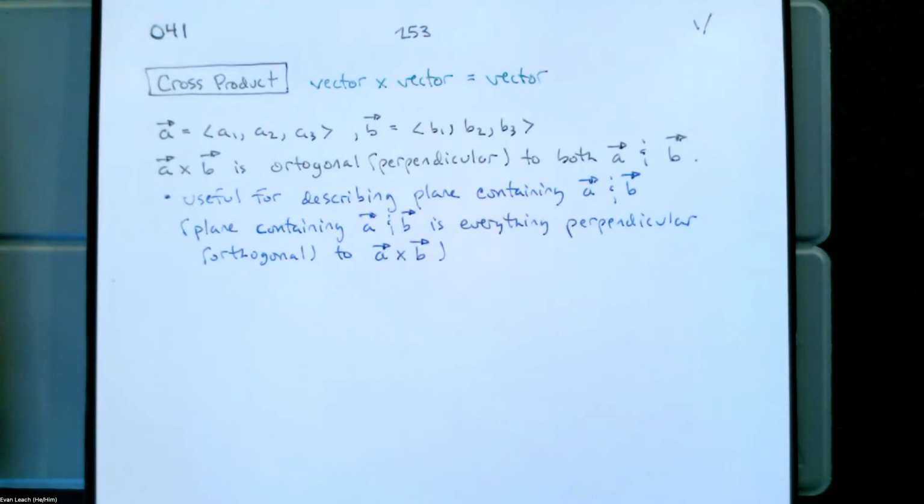I can use two vectors to describe the plane by saying it's the plane containing A and B. I can describe the plane with one vector by saying the plane is everything perpendicular to this normal vector, A cross B.